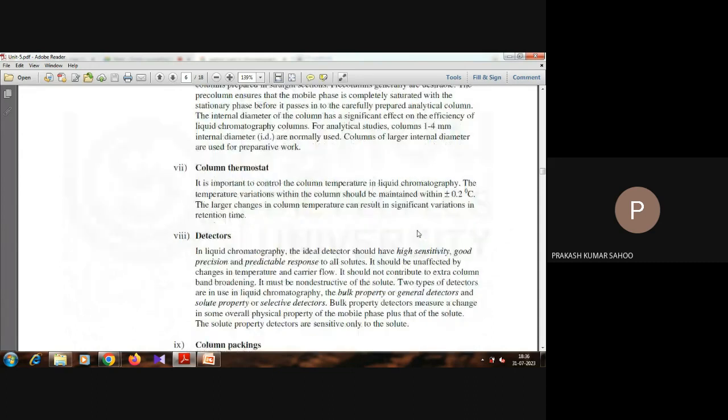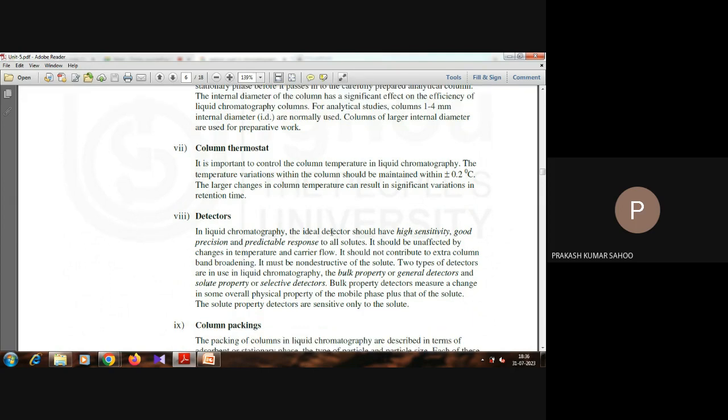Then we have the column thermostat. It is important to control the column temperature in liquid chromatography. The temperature variation within the column should be maintained within plus or minus 0.2 degree centigrade. A large change in column temperature can result in significant variation in retention time. So the temperature is a vital factor which significantly affects the retention time of the components in the column.